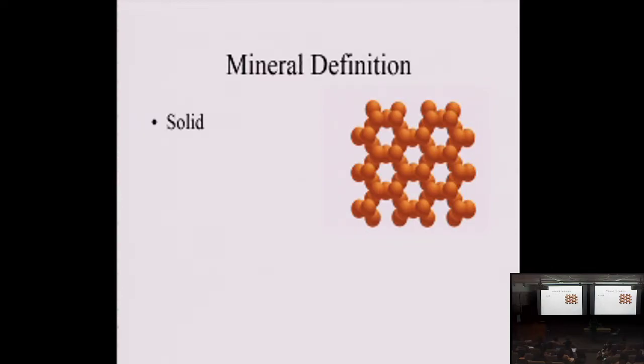We'll see this when we talk about igneous rocks. Igneous rocks are made of lava or magma, right? And the lava and magma are liquid, therefore they're not rocks, but the second they cool, they become rocks. So a mineral has to be solid. It also has to be naturally occurring.